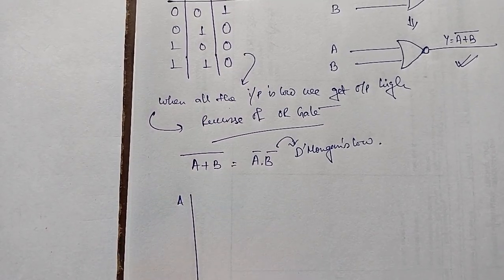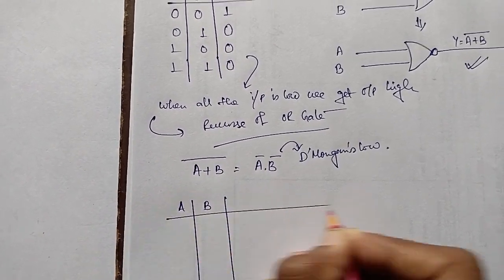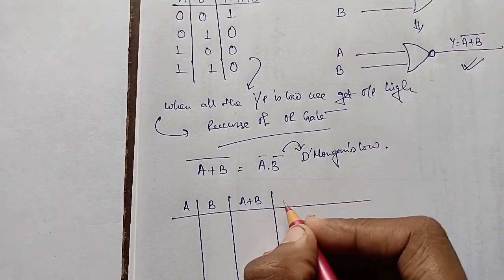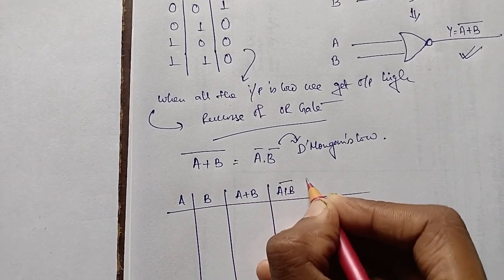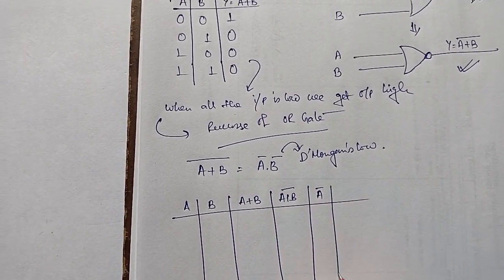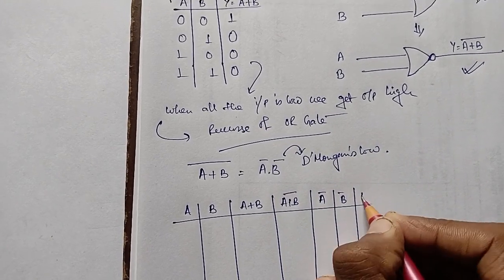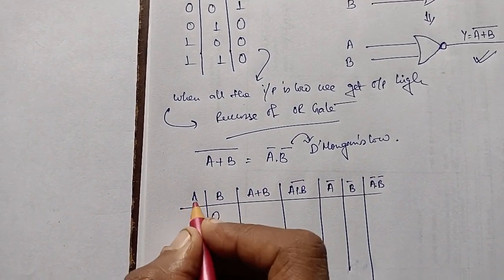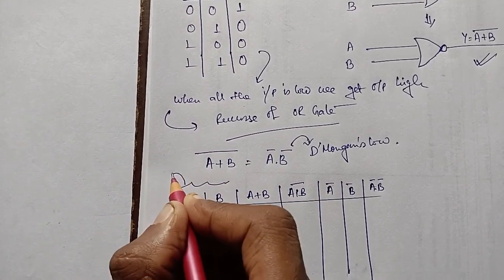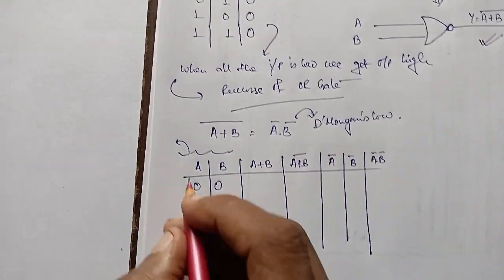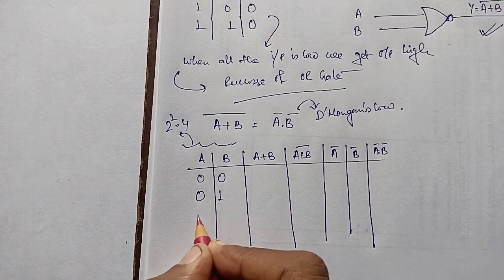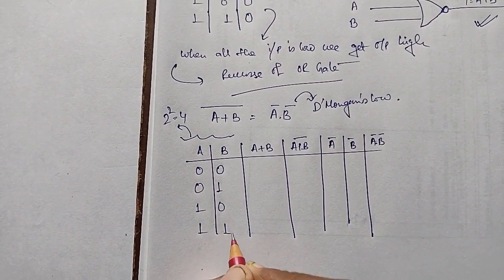If A and B are the two input parameters, we consider A + B, and then (A + B) bar, and then we consider A bar, B bar, and then A bar dot B bar. It is a two input parameter, so this is the input. With two inputs we have 2 to the power 2, that is 4 combinations: 0 0, 0 1, 1 0 and 1 1.